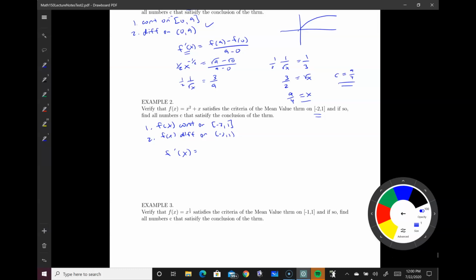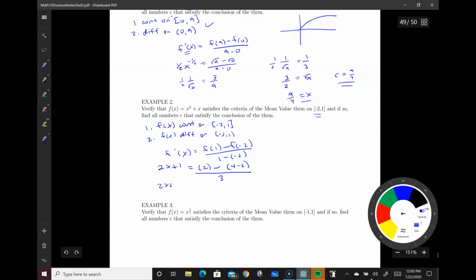So the derivative equals f(1) minus f(-2), all over 1 minus -2. The derivative goes on this side. Over here, I'm going to substitute 1 into my function. That gives me 2. Then I'm going to subtract off substituting in -2, so I get 4 minus 2. And then down here, I get 1 plus 2, so that gives me a 3.